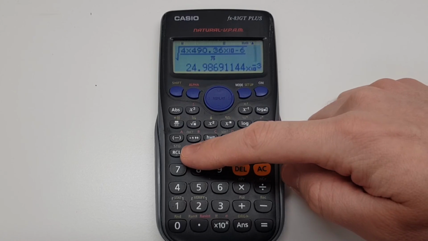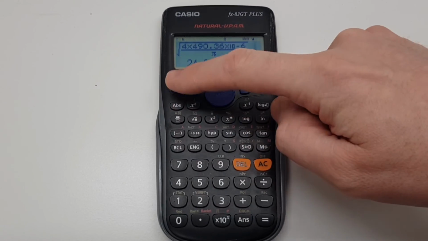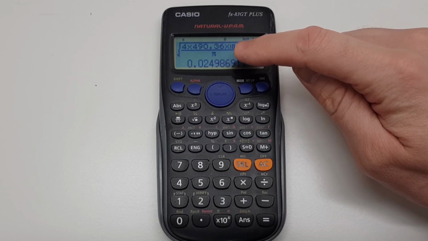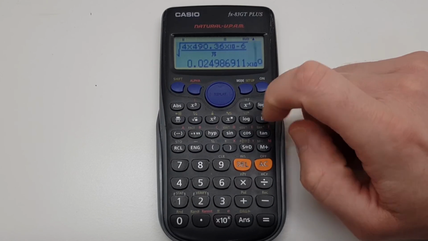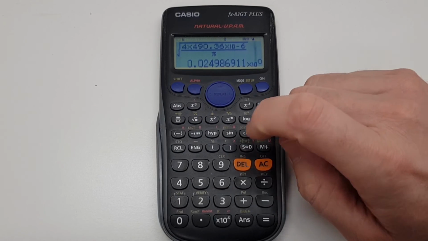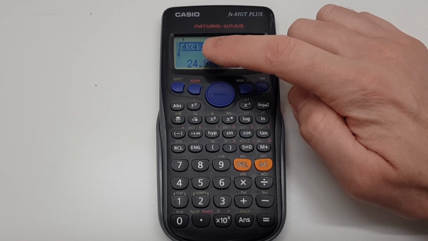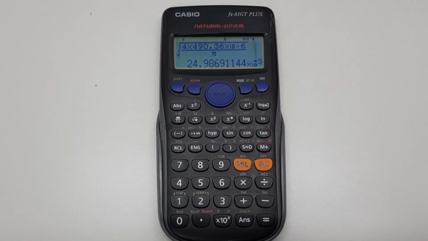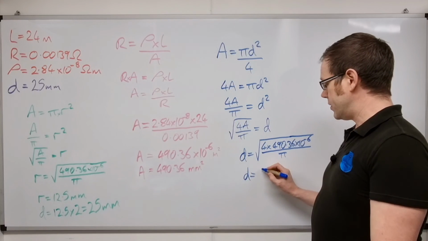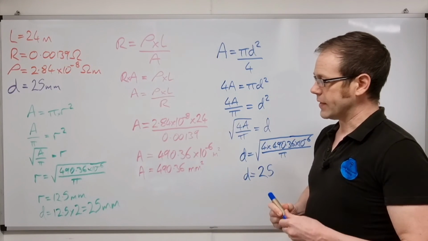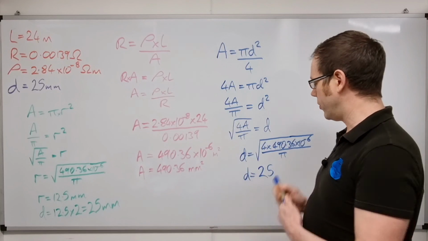There we go. So if we don't use the engineering button, if we just leave it as it was, we end up with the answer in meters, 0.0249 meters, which doesn't mean a great deal on first glance, but if we press that engineering button, this turns it into millimeters. So we've got 24.98, which is as near as we need it to be to 25. So therefore, the answer is 25, as we just calculated on our calculator there. So that's fantastic. We've got the same answer that we had before, 25 millimeters.